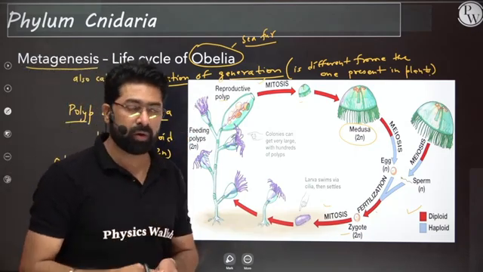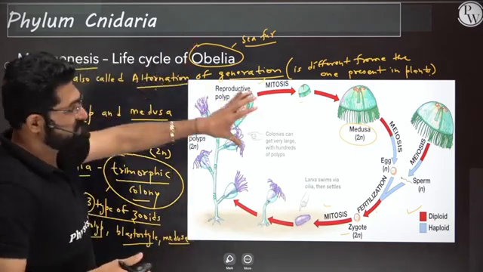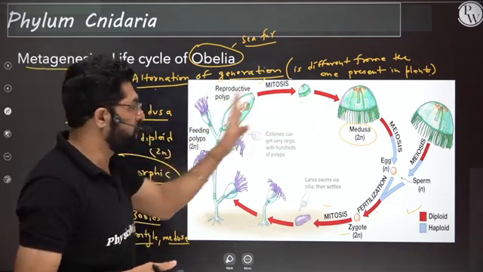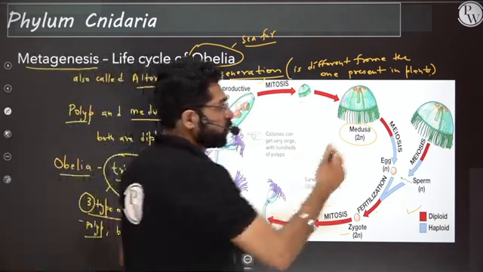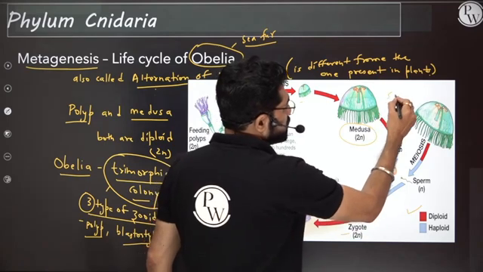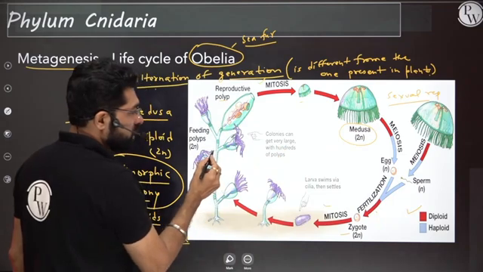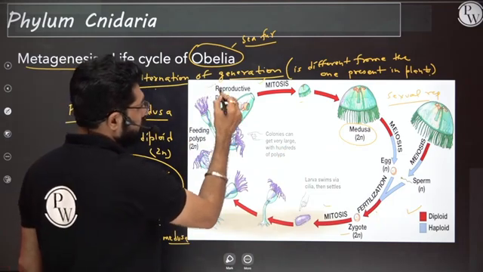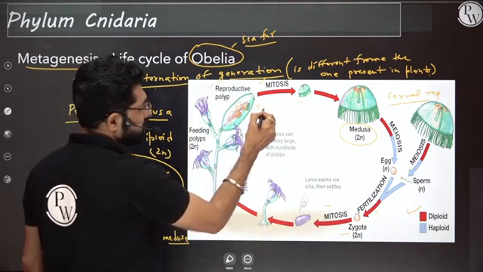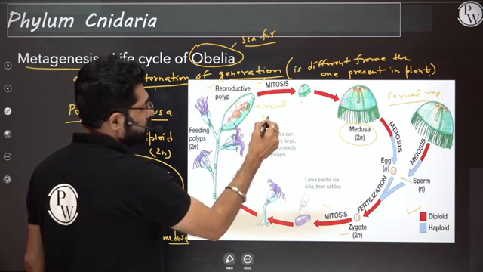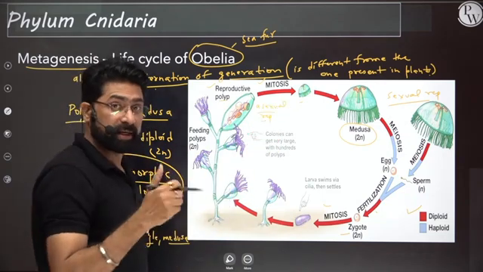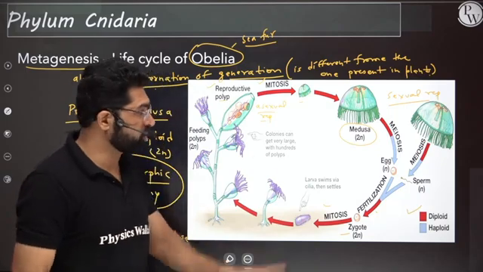Is it clear to you now how Obelia divides? Obelia has medusa and polyp. Medusa undergoes sexual reproduction. Polyp undergoes asexual reproduction. Hope this is very clear now. And both are diploid here.